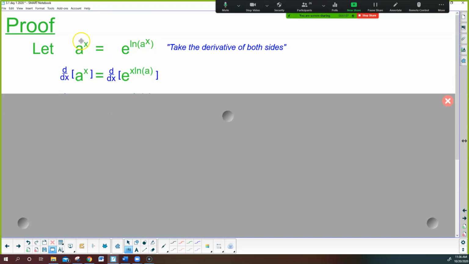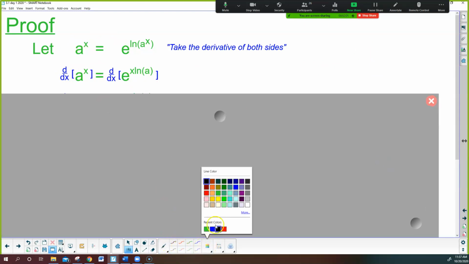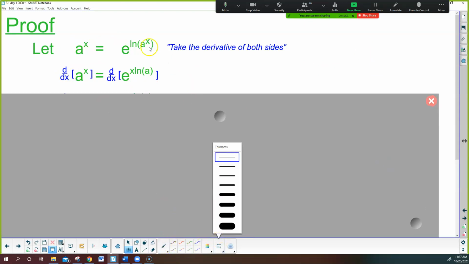And then I want to take the derivative of both sides. Well, to do that, we need to use a pre-calc rule, which says if you have a natural log, the exponent can actually float right out in front. And that's where this x came from. But why is that important? Now we actually know how to do the derivative of this.